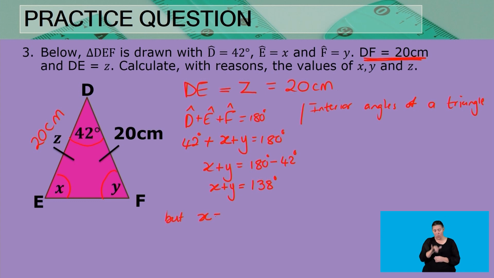Now, angle X and angle Y are equal. Why are we saying this? It's because the angles are opposite equal sides. So remember, we've been given that DE is equal to DF. That means that angle F, which is opposite DE, and angle E, which is opposite DF, will be equal. So the angles are opposite equal sides.